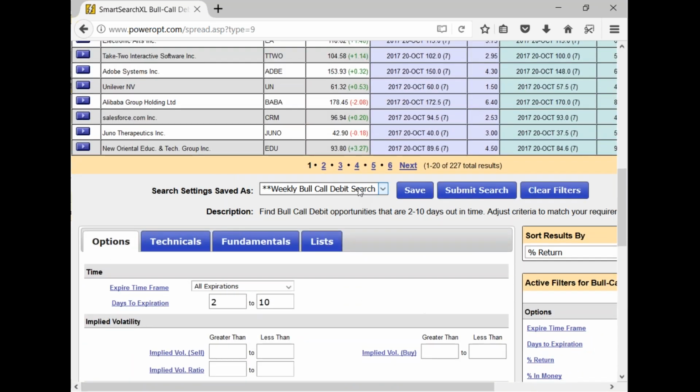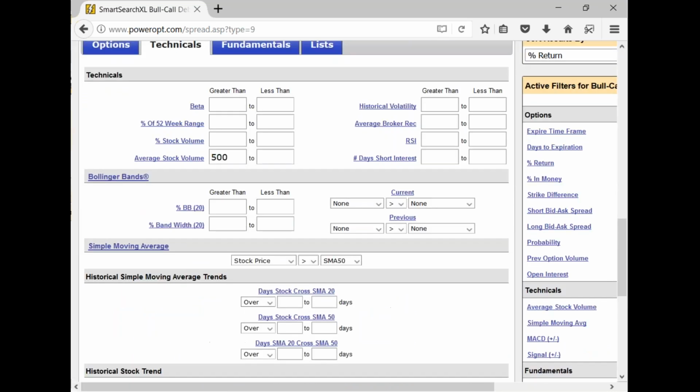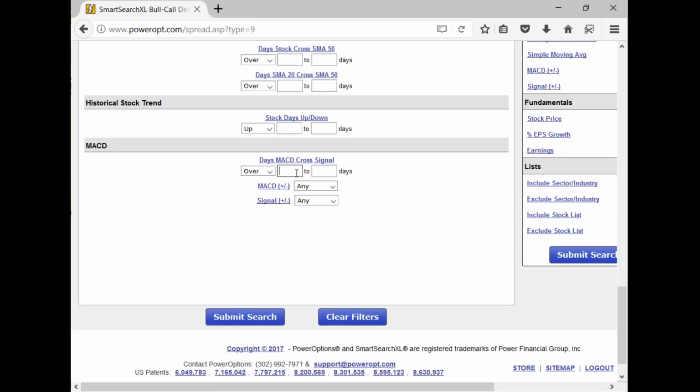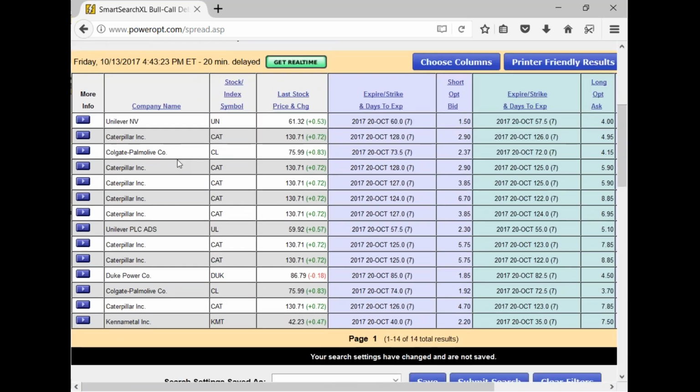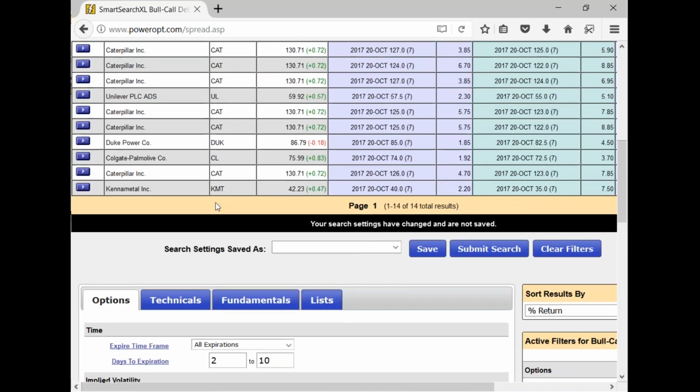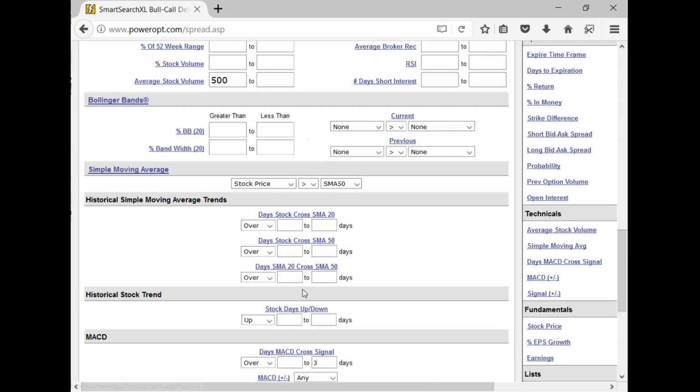I'm still doing some testing on the monthly bull calls and the weekly bull calls as well. The one thing I might change that I've done in the past is looking for a MACD crossover where it's crossed over up to a positive signal sometime within the last 3 days. Okay, so this takes it to Caterpillar, Colgate, Duke Power, and more. And you can also reverse that to look for ones that have a more extended MACD growth, where the MACD's been over the signal line for at least the last 3 days. Okay, but without the MACD consideration, let's go back in.